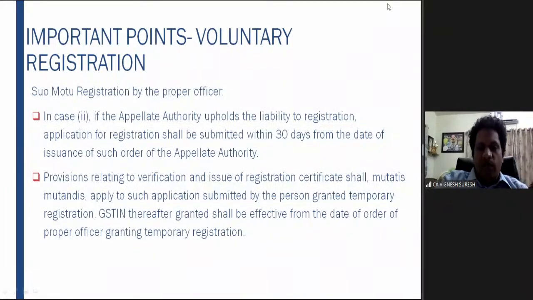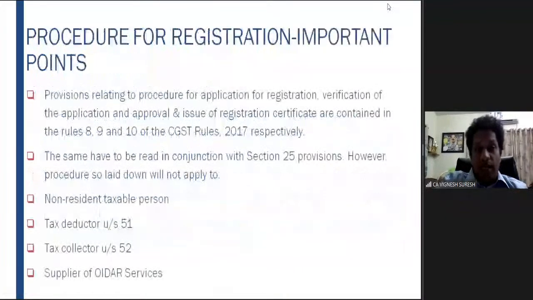Then the GST number will be given. Effective date is very important. The GST number, whichever is granted, will be effective from the date of the order of the proper officer giving the temporary registration. First, the proper officer will give the temporary registration. From that date itself, the GST registration will be effective. That is an important point which you have to remember. So from that date itself, whatever supplies are made, the person is responsible for collecting the taxes. Right. So I hope these points are clear.